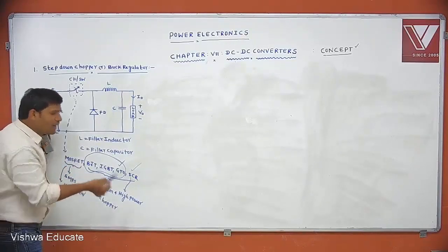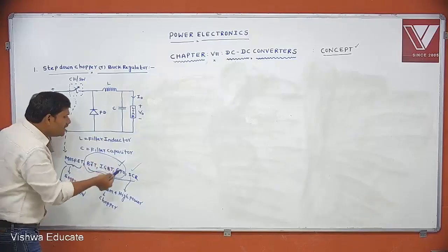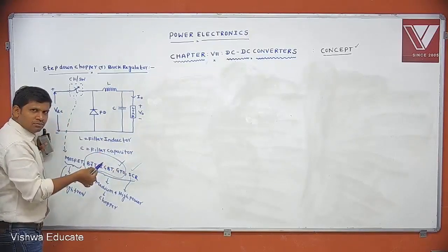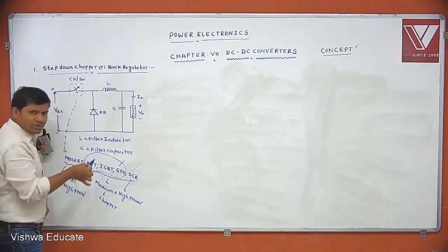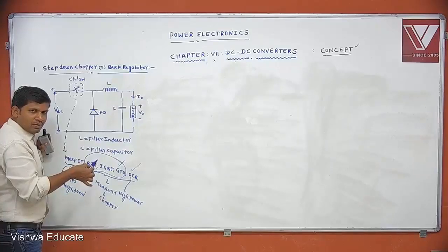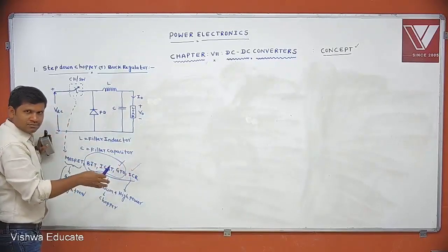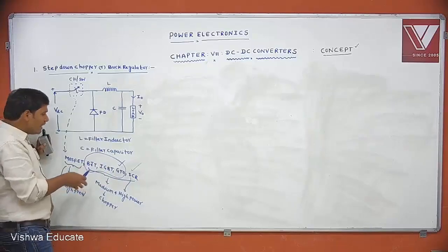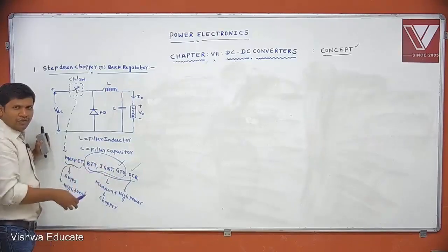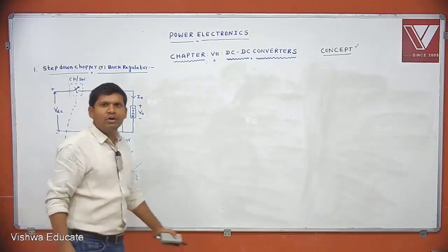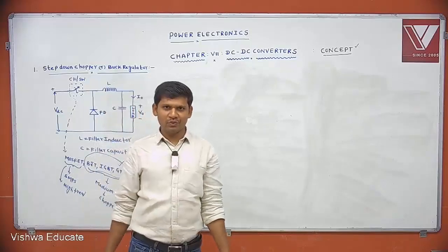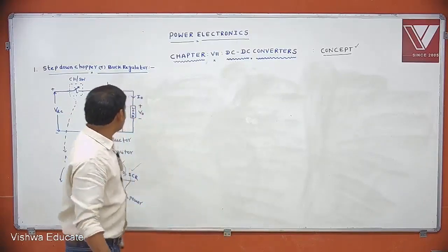So why go for SCR? Select BJT, IGBT or GTO, because there is no need of any commutation circuit. If there is no choice, then only go for SCR. If there is a choice, then go for these fully controlled devices, because if you use fully controlled devices, there is no need of any commutation circuit. Okay, that is the selection.